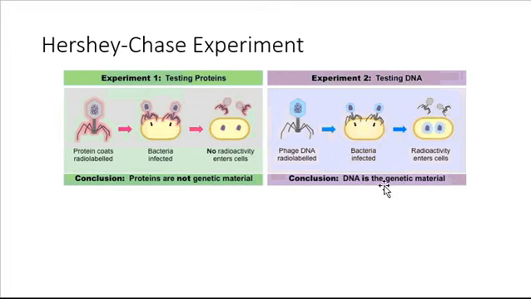And so their big conclusion then is DNA must be the genetic material. If DNA can get inside of a bacterial cell, but protein can't, and we know that those viruses are somehow taking over those bacteria, then it has to be the DNA that's inside of that cell that's basically starting to control and take over that bacteria. Therefore, DNA must be the genetic material. Okay?